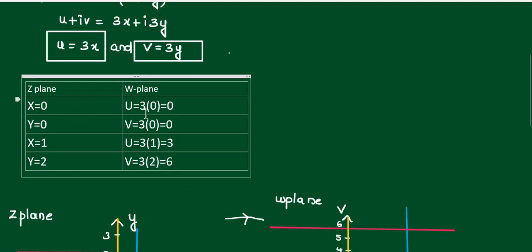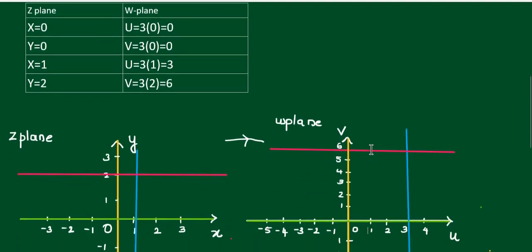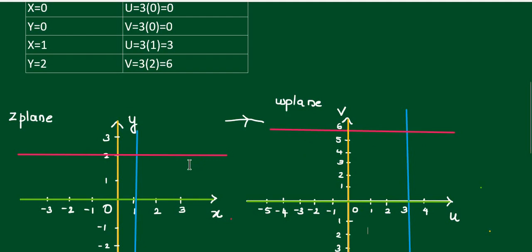So, you can see x equal to 0 is being mapped to u equal to 0, that is the y axis is being mapped to the v axis, y equal to 0 is mapped to v equal to 0, that is the x axis is being mapped to the u axis. You can sketch the diagram. So, here the yellow colored line is being mapped to the yellow colored line, the green colored line is being mapped to the green colored line, that is there is no change in the images, and the blue colored line x equal to 1 is being mapped to u equal to 3, it is a line parallel to the v axis.